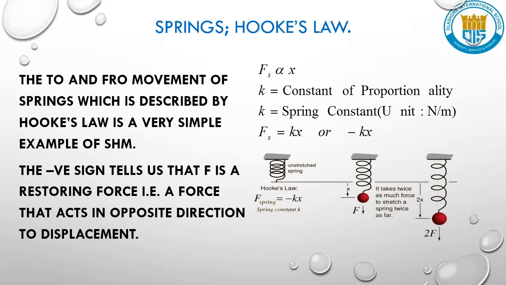Now, the to and fro movement of a spring, as described by Hooke's law, is also a very good example of SHM. Because when the spring goes to and fro, it fulfills every feature that SHM must have. There's a to and fro movement, that's a periodic movement. Acceleration is directed towards the mean position. It is proportional in magnitude to the displacement, in this case, the extension of the spring.